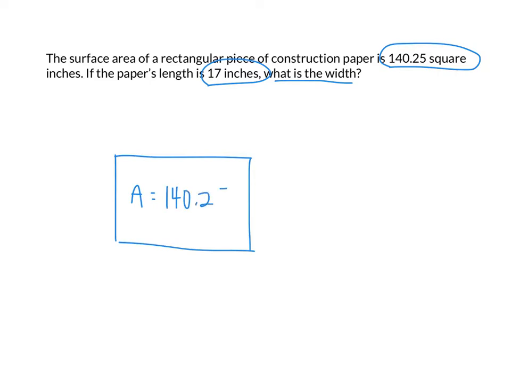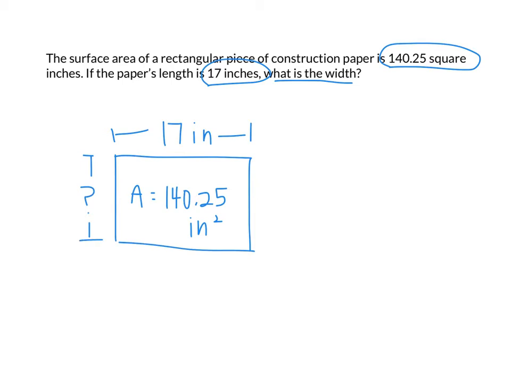Yeah, the area is 140.25 square inches. And the length is 17 inches. So let's draw a picture of the paper. Here's our paper. The area is 140.25 square inches. And we know that the length is 17 inches. And we're trying to find out what the width is.